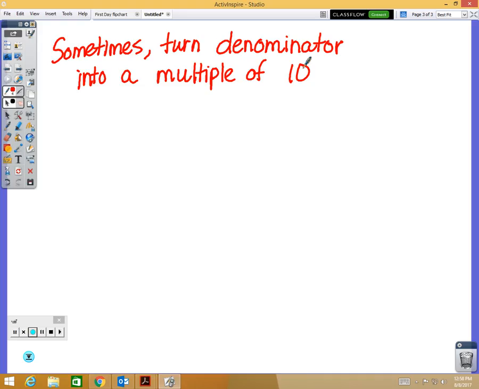For instance, sometimes you'll already have something that has a denominator of 10, okay? So if you were reading this, you could say 7 over 10, but the correct way is 7 tenths.